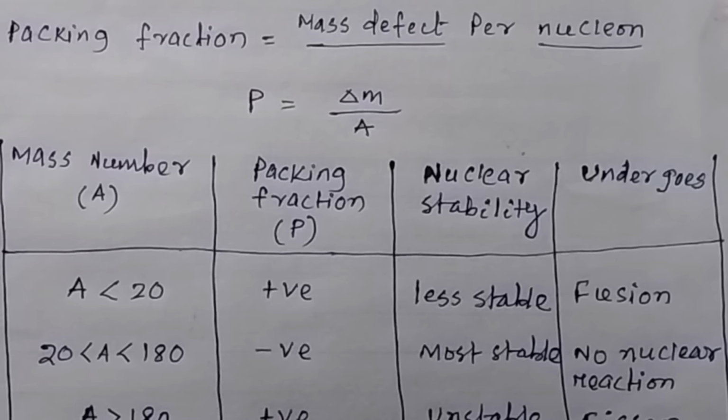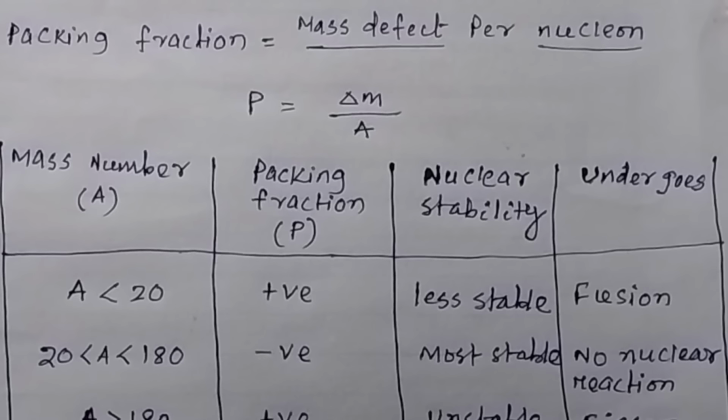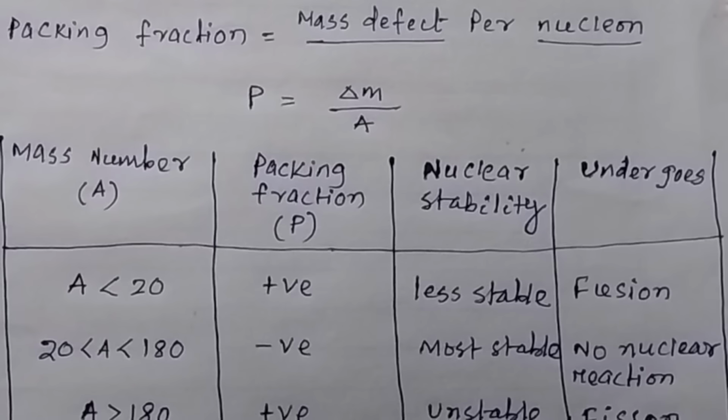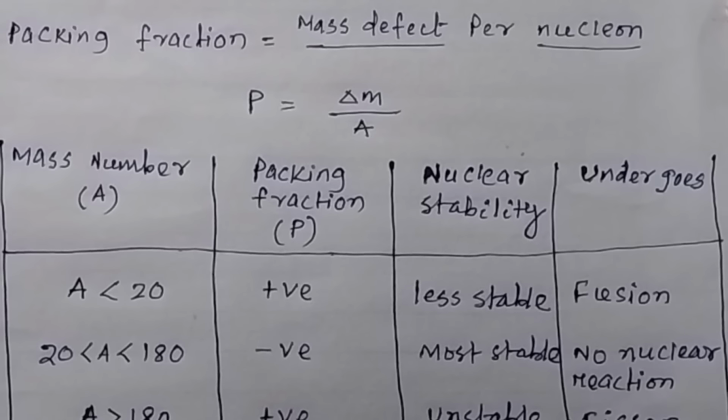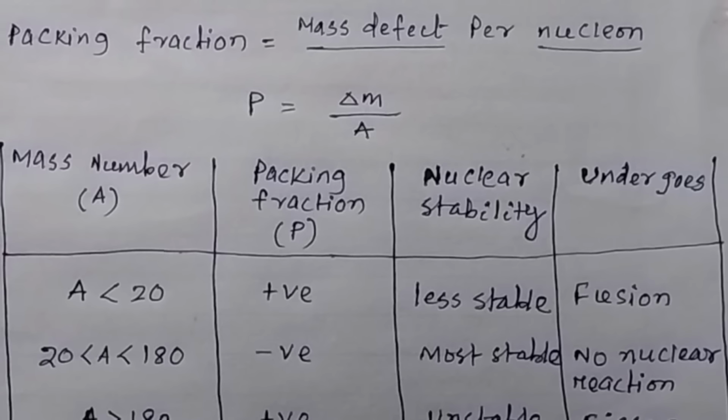Define packing fraction of nucleus and show the variation of packing fraction with mass number. So what is packing fraction? Packing fraction is the mass defect per nucleon.